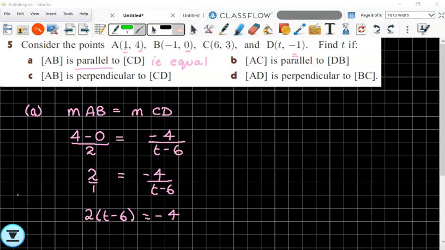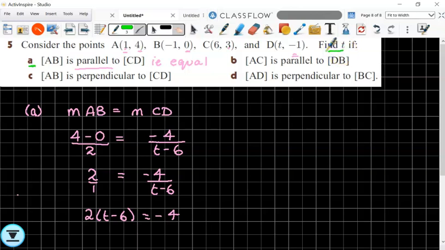Consider the points A, B, C, D. And we notice straight away that D has got an unknown value there. Now, part A is saying, can you please find T? So find T if they are parallel.